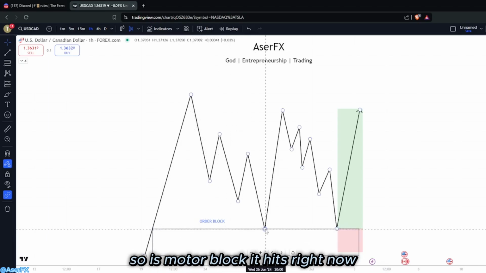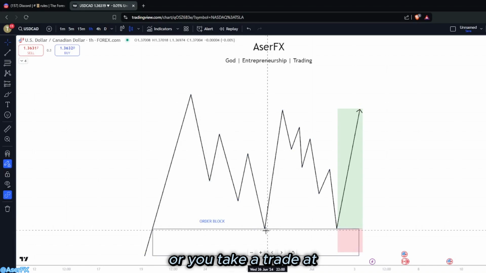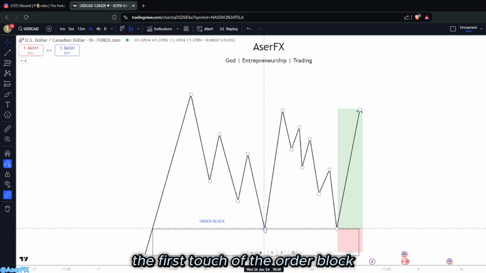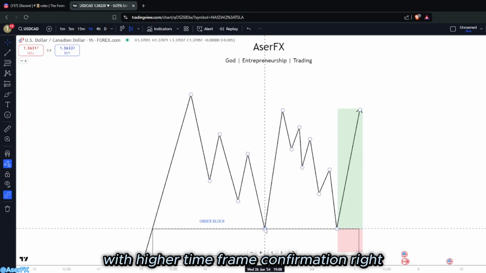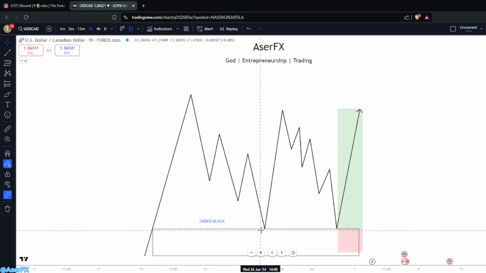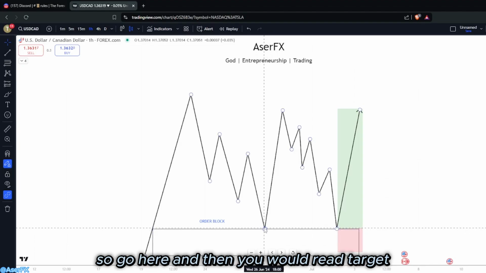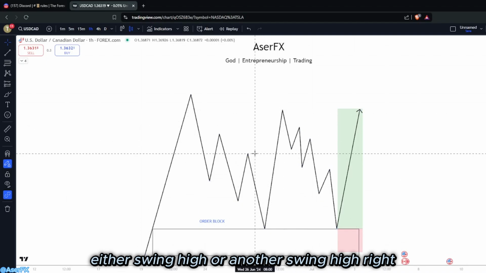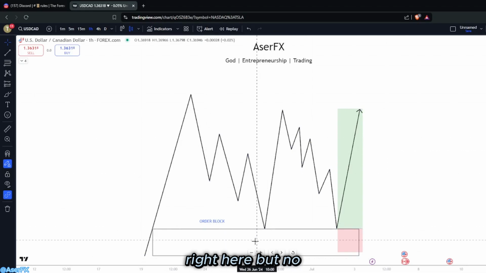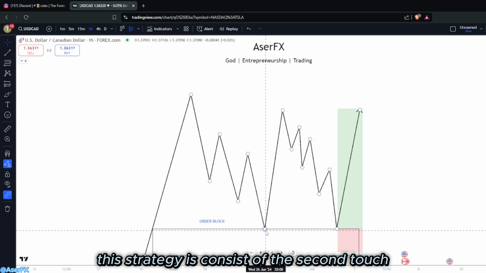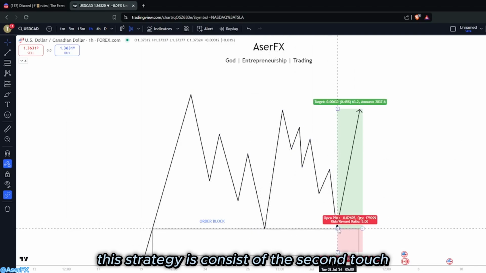It hits, right? Now, normally you take a trade at the first touch of the order block with higher time frame confirmation, right? If you trade ICT concepts. So go here, and then you would target either the swing high or another swing high, right here. But no, this strategy consists of the second touch.